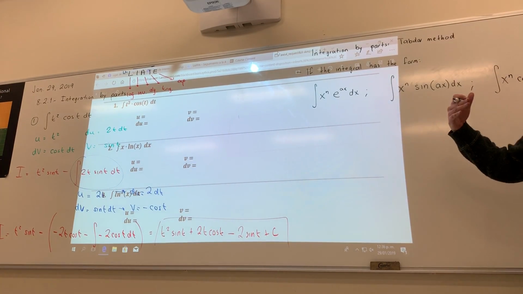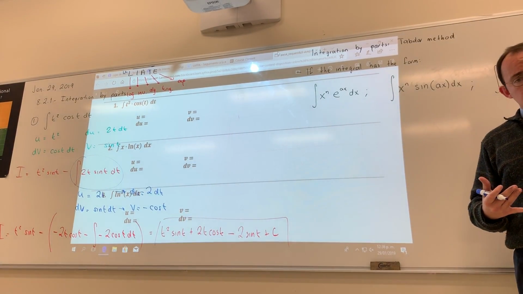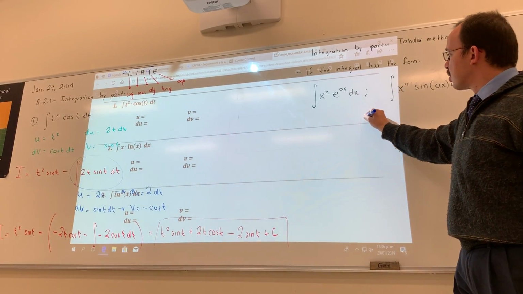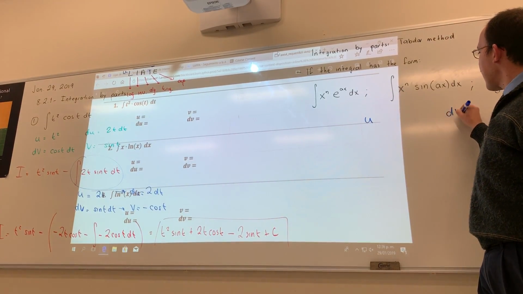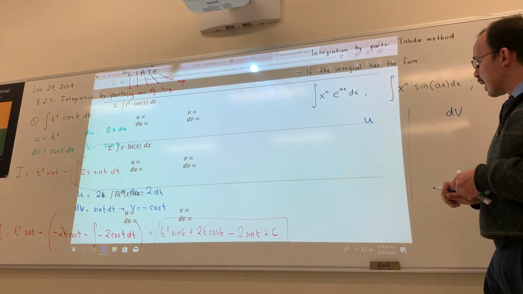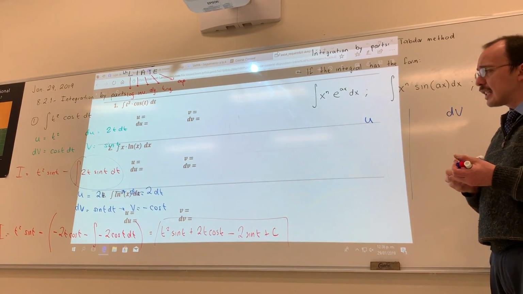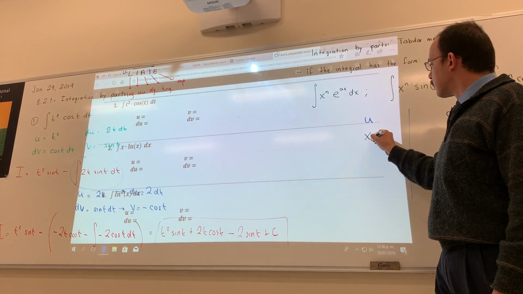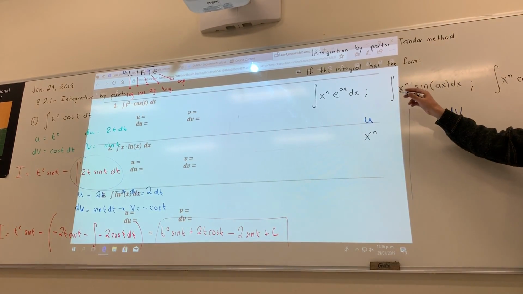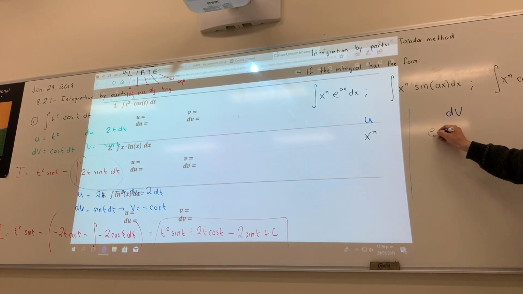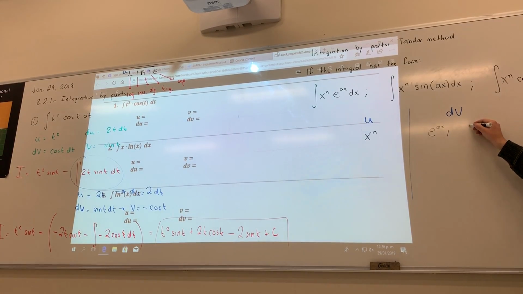The idea is that you want to make a table. In this table, you're going to choose your U and your dV as columns. But the U is going to be the polynomial part. And dV is going to be either the exponential or trigonometric part. So e to the ax or sine of ax or the other one, the cosine of ax.